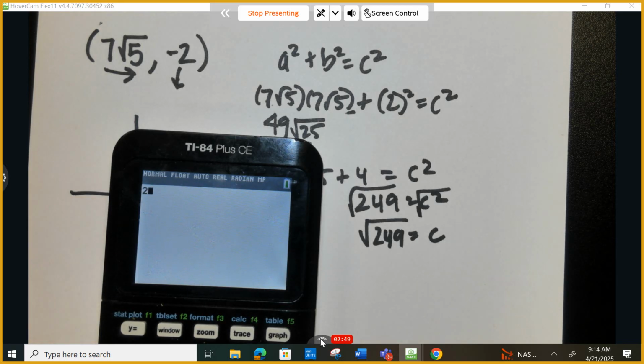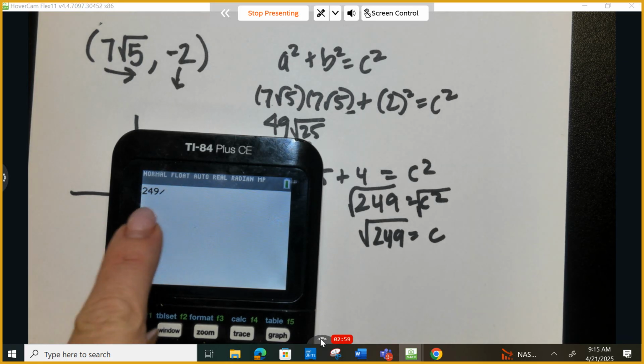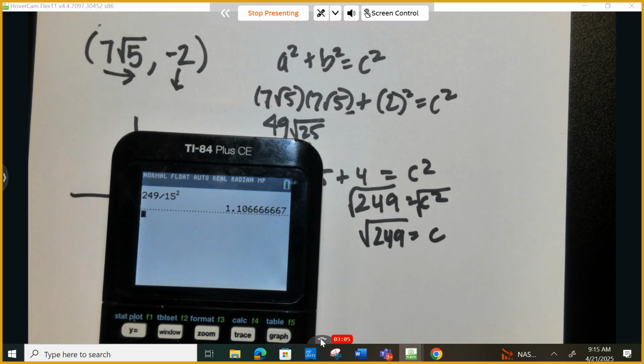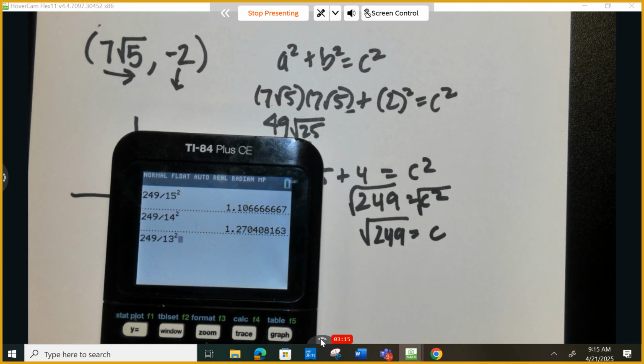Everybody type in 249. And we are going to start dividing it by perfect squares. So let's start with 15 squared. Now, a lot of you are like, well, what is 15 squared? You don't have to know it. Hit divided by. Notice I'm not putting a square root in for 249. I'm just writing 249 divided by 15 squared. Now, if I get a whole number, awesome. That means it breaks it down. And I'm just going to keep going down. Divided by 14 squared. And I want to go all the way down to 2 squared. 1 squared is not going to break anything down. Please follow along with me right now. So I'm going all the way down.